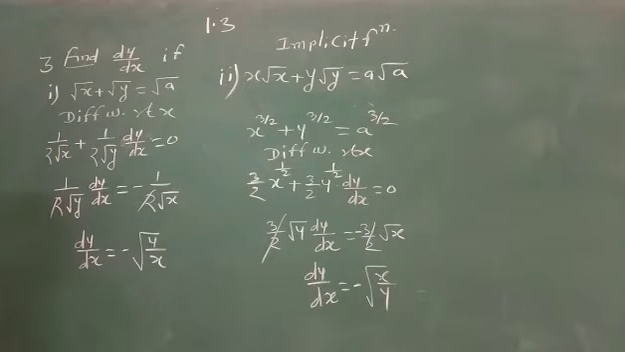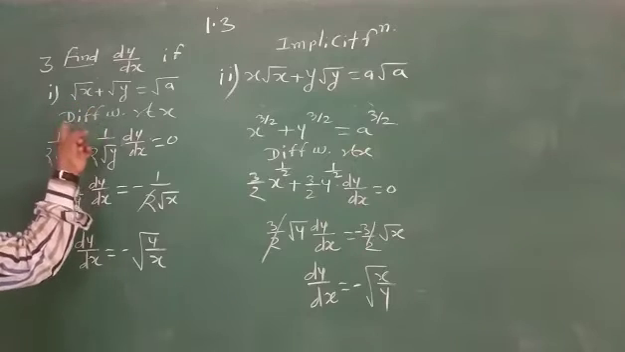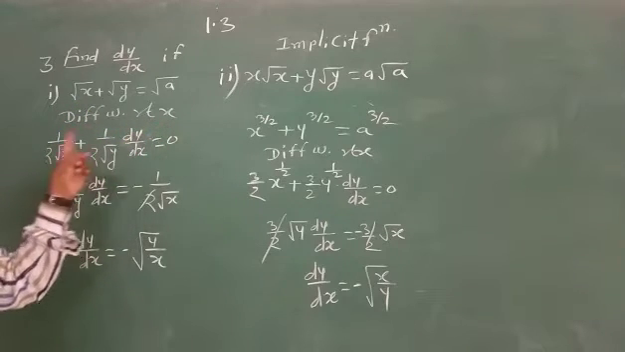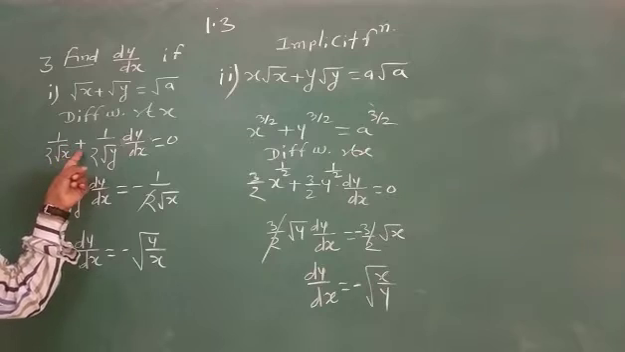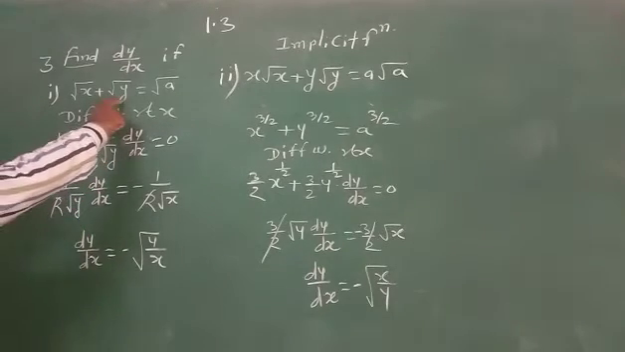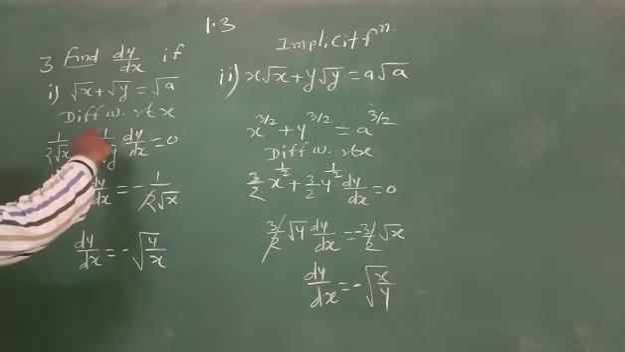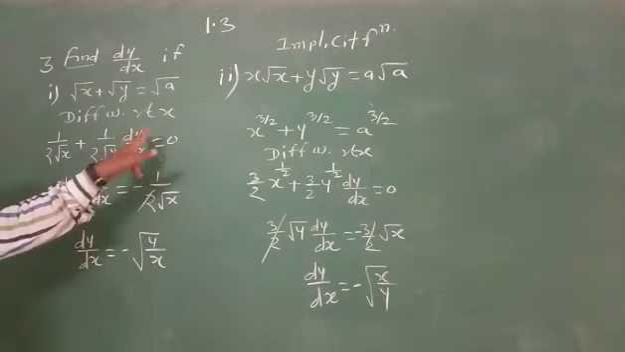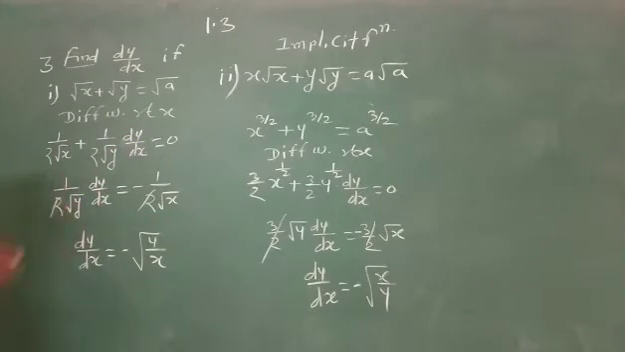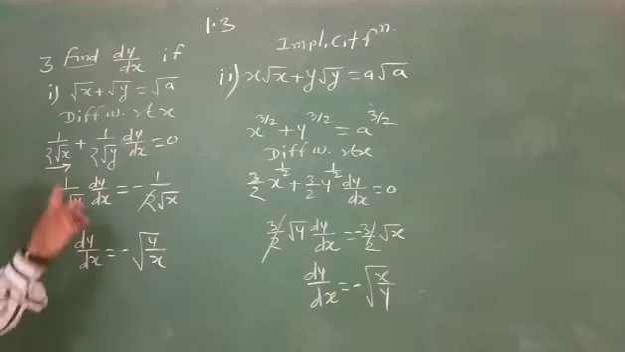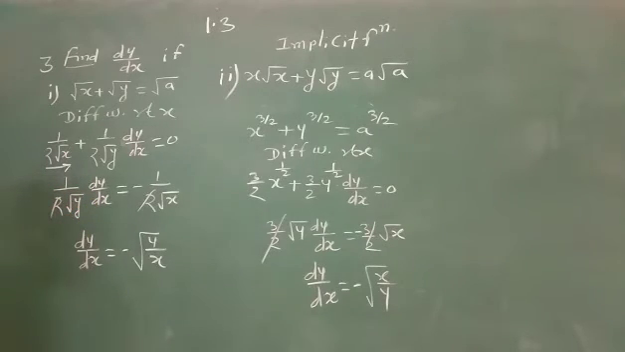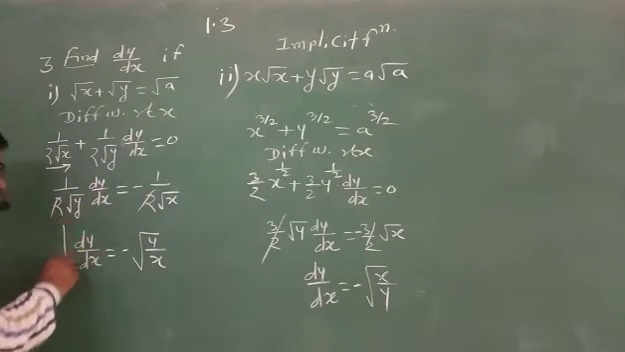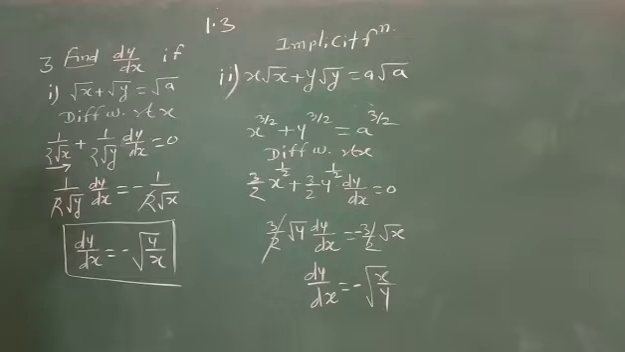To find the derivative, differentiating with respect to x, the derivative of root x is 1 upon 2 root x, plus the derivative of root y, using the formula for root f of x, is 1 upon 2 root y into dy by dx, equal to 0. That is, 1 upon 2 root x, after shifting, 1 upon 2 root y dy by dx equals minus 1 upon 2 root x. The 2s cancel, so root y dy by dx equals minus root y upon root x.